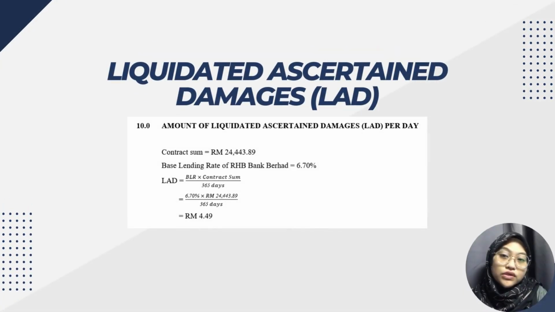The amount of liquidated ascertained damage per day has been calculated by multiplying the contract sum by the base lending rate of RHB Bank Berhad, which is 6.7%, and dividing it by 365 days, which is 1 year, and the result is 4 ringgit and 49 cents.